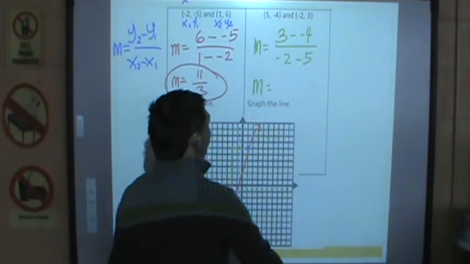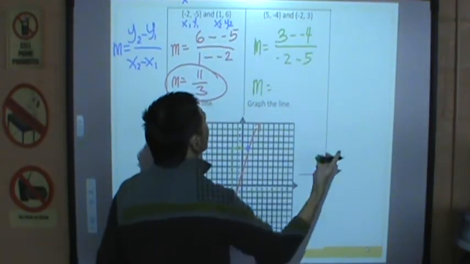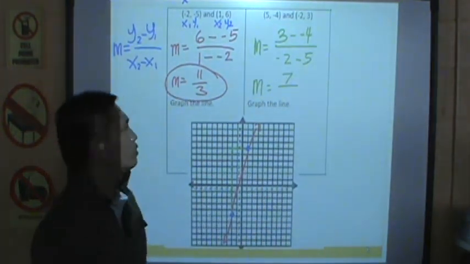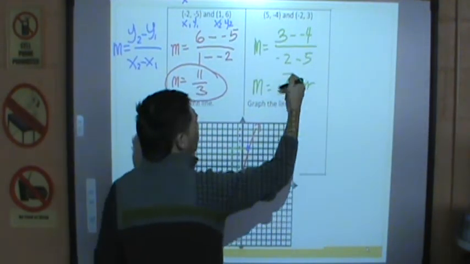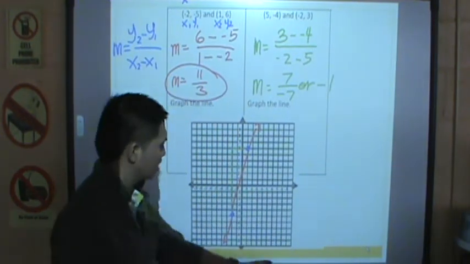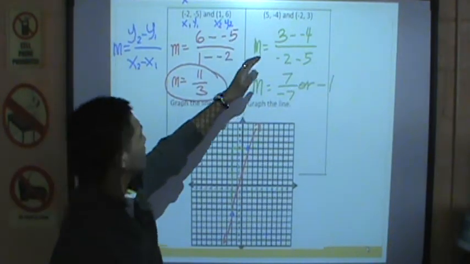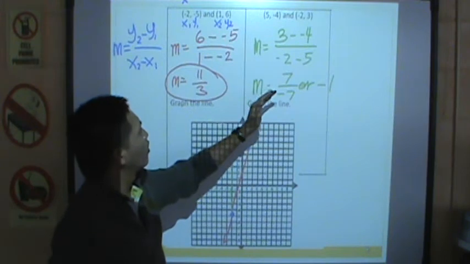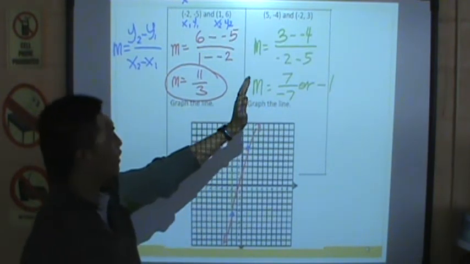3 minus -4 is 7. -2 minus 5 is -7. 7 over -7 is -1. Okay, what does that mean? It means that your slope is a line that goes to the left. You go up and then you go to the left.